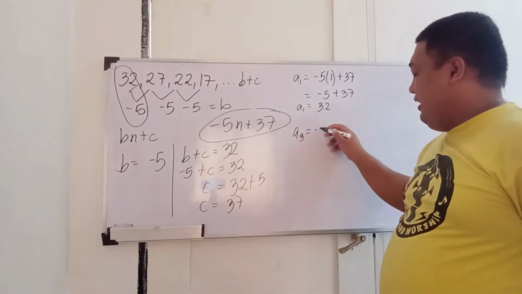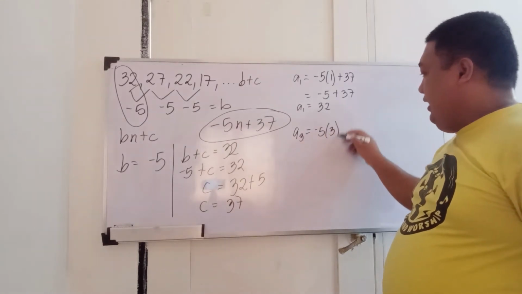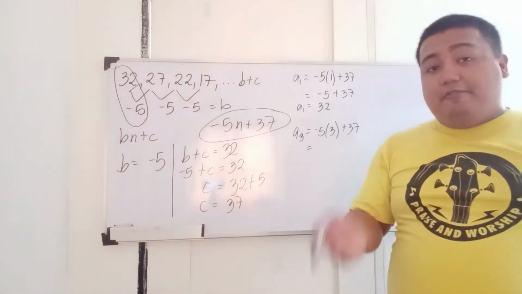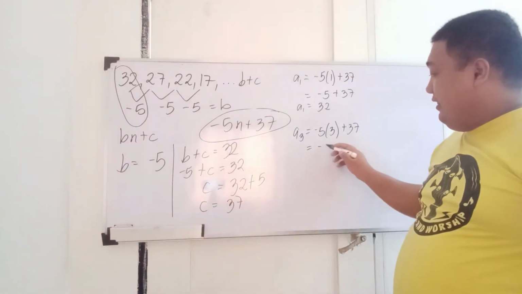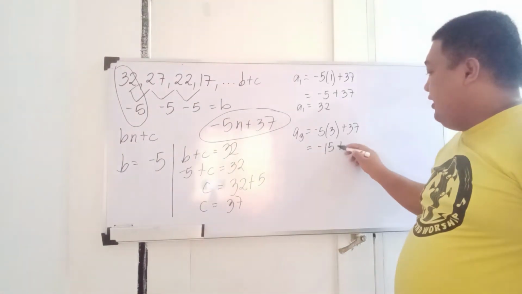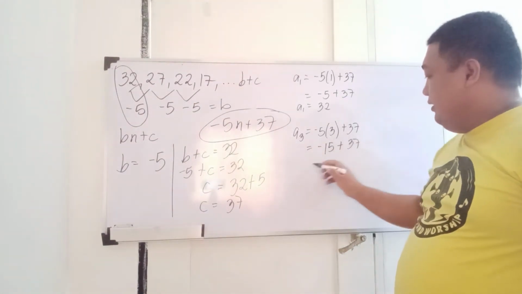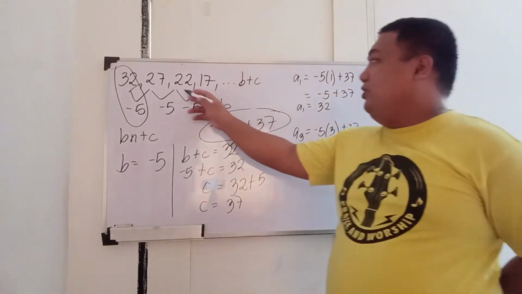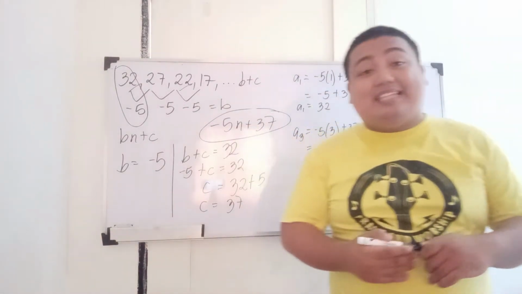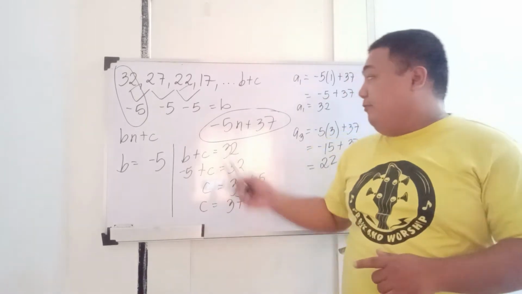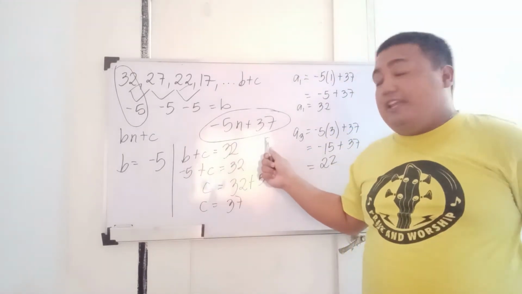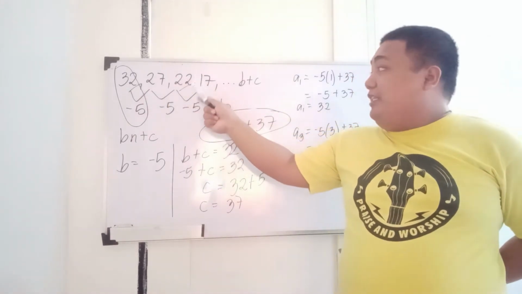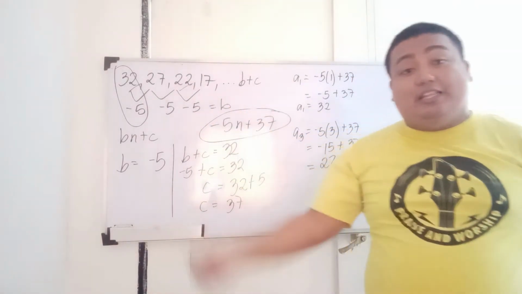A sub 3 is equal to negative 5 times 3 plus 37. Negative 5 times 3, negative times positive is negative. So, negative 15 plus 37, which is equivalent to 22. Diba? That is an example of a linear pattern, which is the negative 5n plus 37 na nabubuo 32, 27, 22, 17. Of course, ang susunod dyan ay 12.